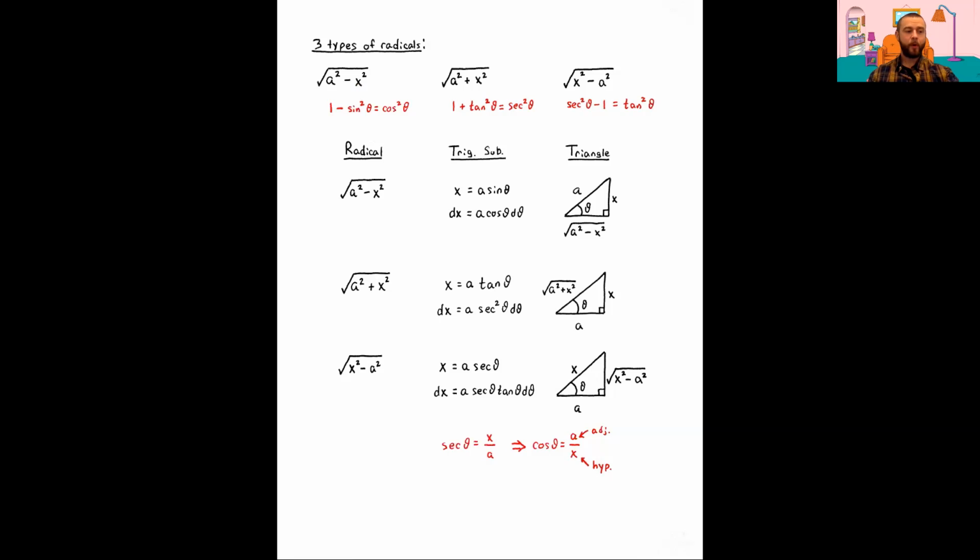And this is just a little bit more work to create the triangle. Now, I always like to think basic SOHCAHTOA refers to sine, cosine, and tangent. Secant is a reciprocal of one of those, the reciprocal of cosine. So if secant is x over a, cosine is a over x. So just basically reciprocate that. So now you can fill in your sides and then go from there.